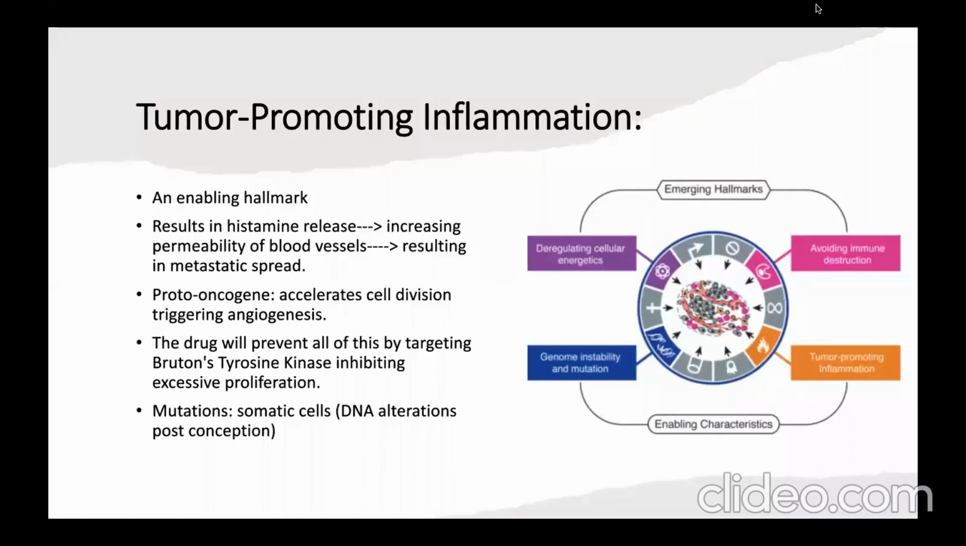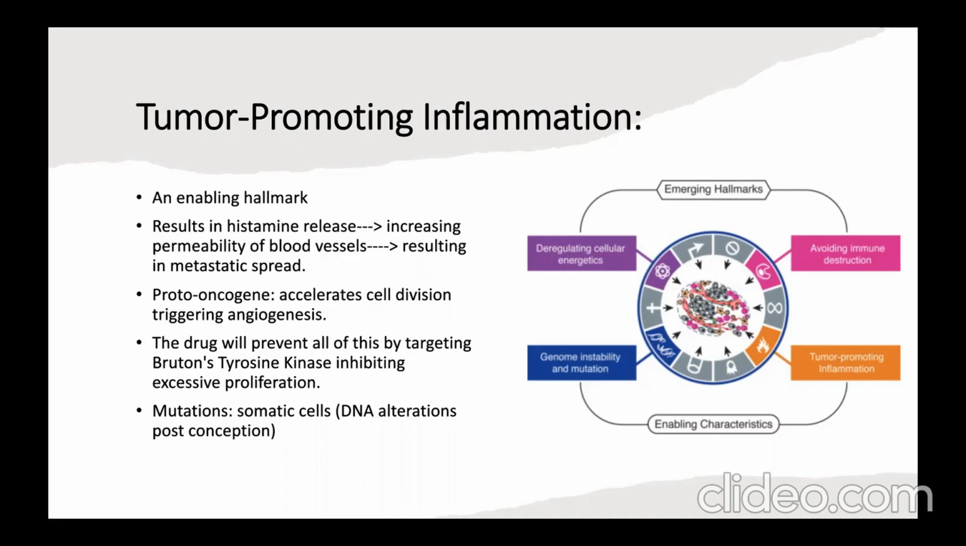Okay, so my name is Vivian Villarreal, and I will be talking about the hallmark that is targeted with this cancer. The hallmark that we found to be the most targeted is the tumor promoting inflammation hallmark, which is known as an enabling hallmark. What happens when this is targeted is that it will result in a histamine release, which will then increase the permeability of blood vessels, which will then result in metastatic spread.